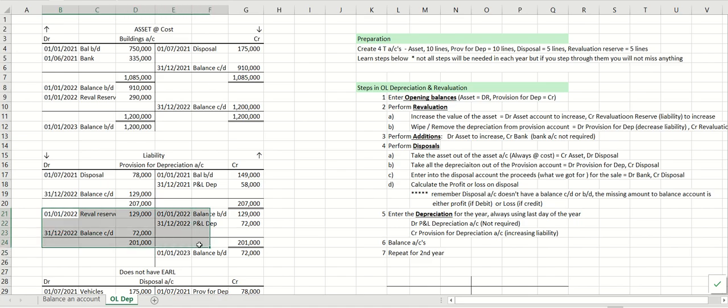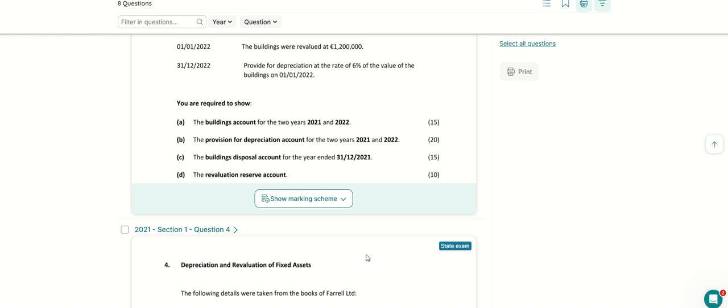Lovely. Our second year is here. We started with our opening balance. We did our revaluation, getting rid of that depreciation. We put in our P&L depreciation for the year. We balanced our account. 20 marks. Very nice. Thank you very much.